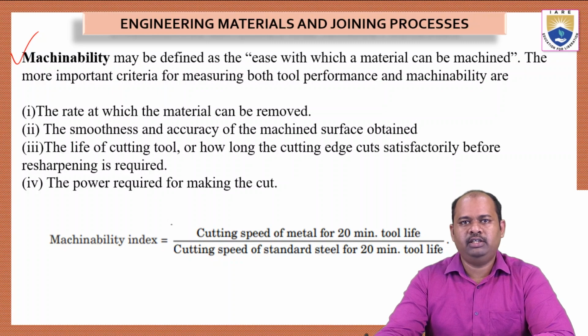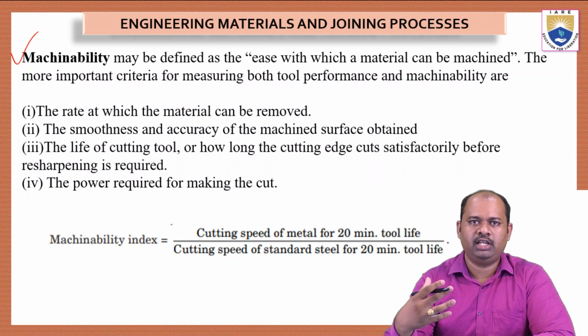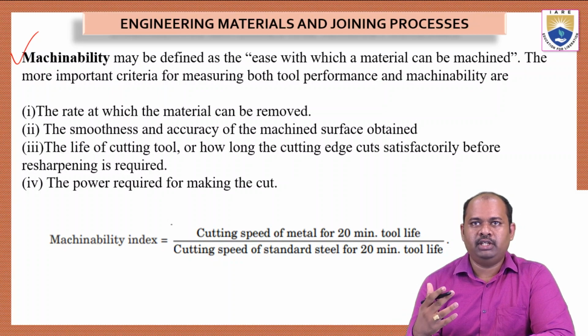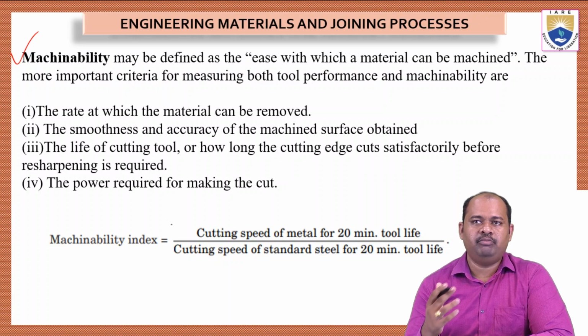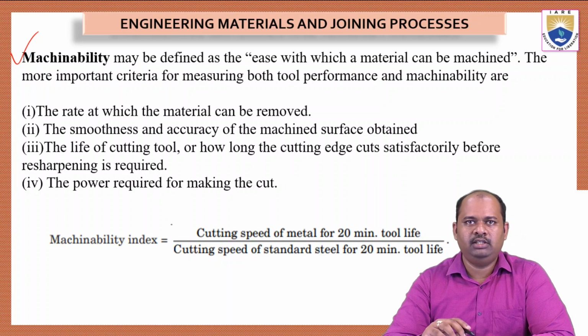Machinability is defined as the ease with which a metal can be machined, that is, converted into some kind of shape. These are the more important criteria for measuring both tool performance and machinability. We have some properties with which we can compare the machinability of a metal. There are four points. The first one is the rate at which the material can be removed.